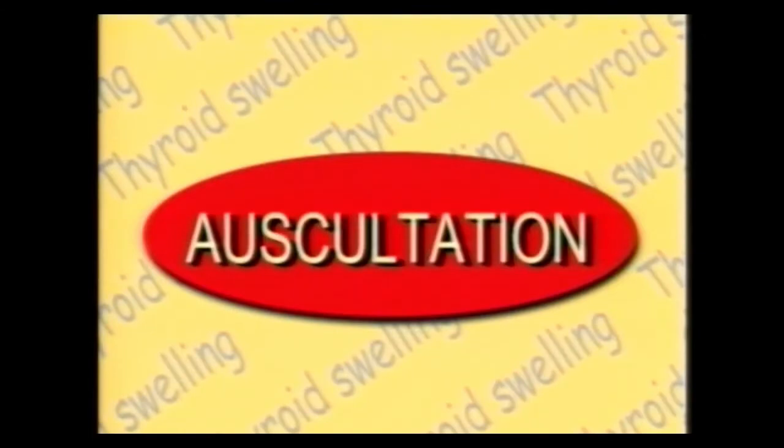Auscultation. Auscultate over the swelling, paying more attention at the upper pole for a systolic bruit. Bruit is diagnostic of primary toxic goiter and is due to markedly increased vascularity of the gland.